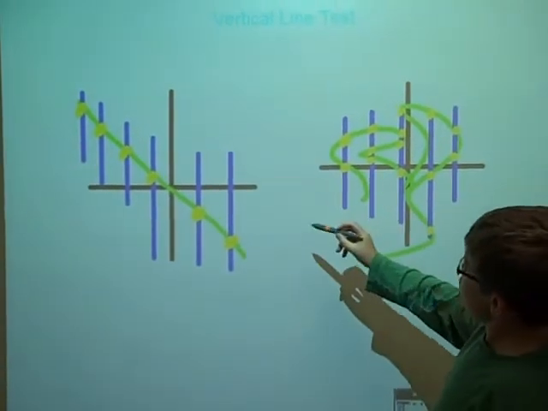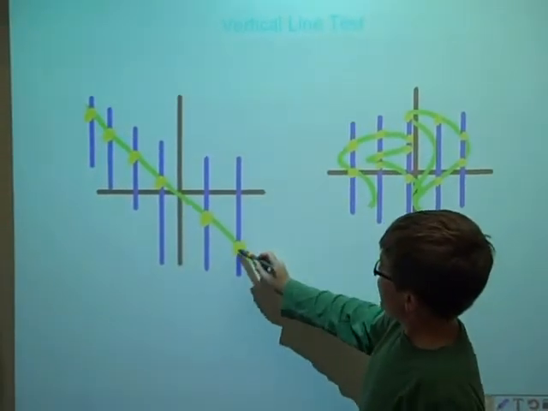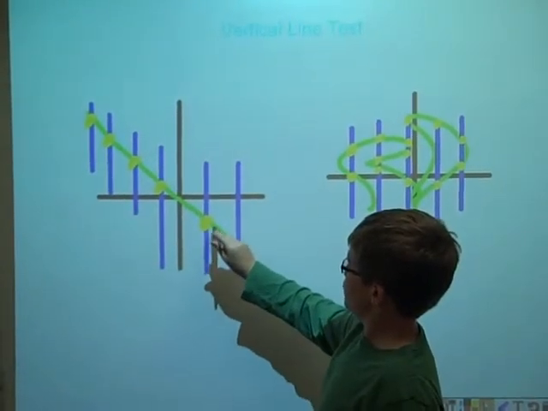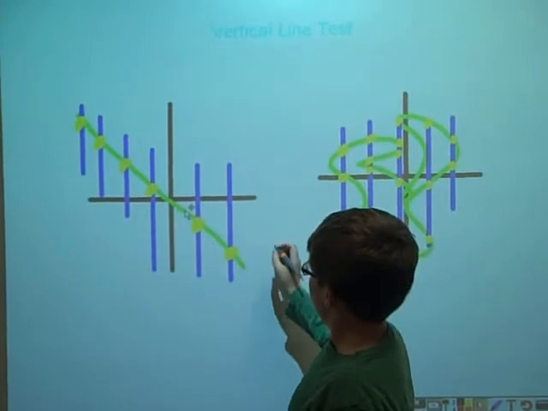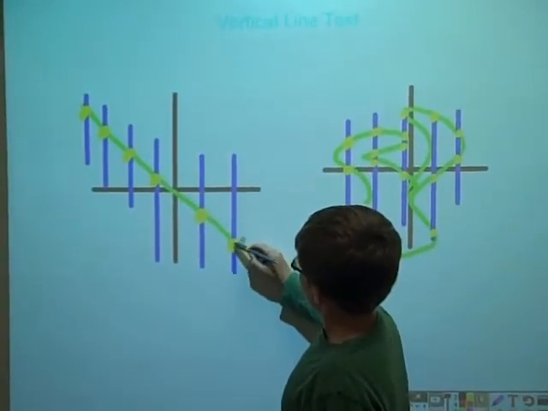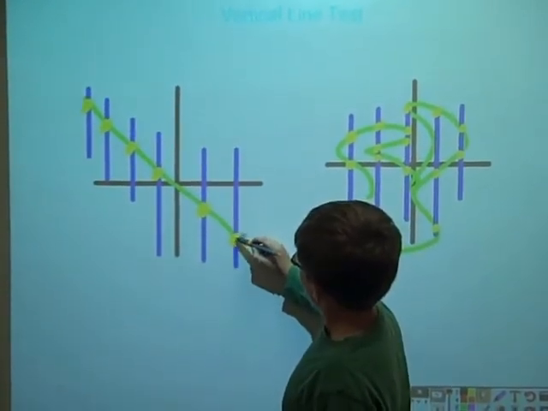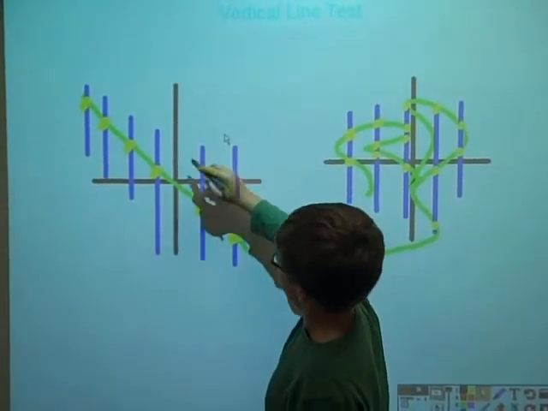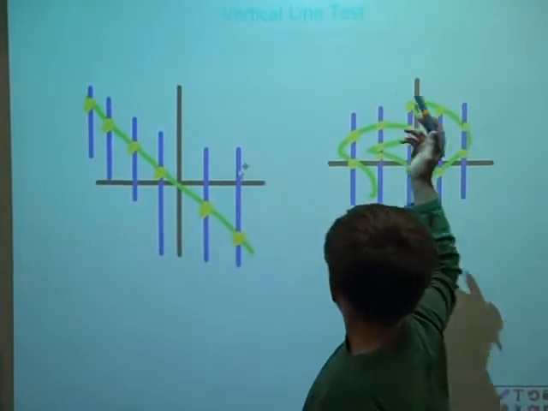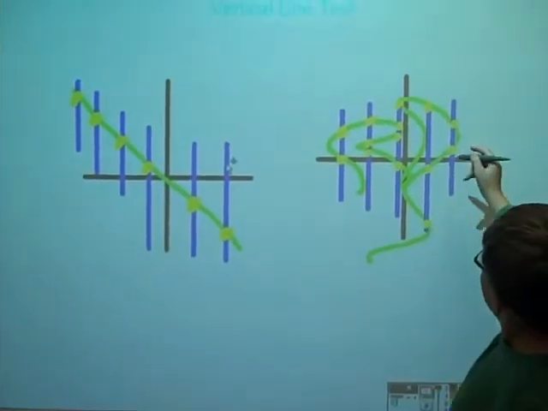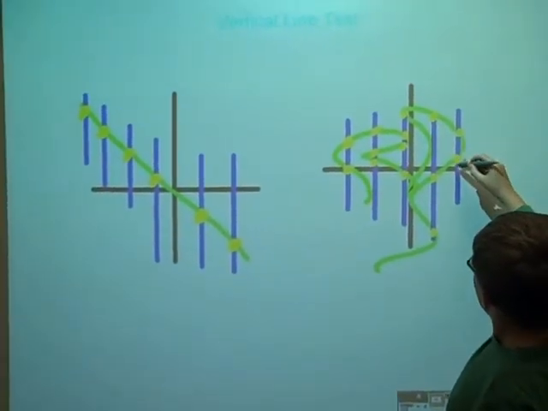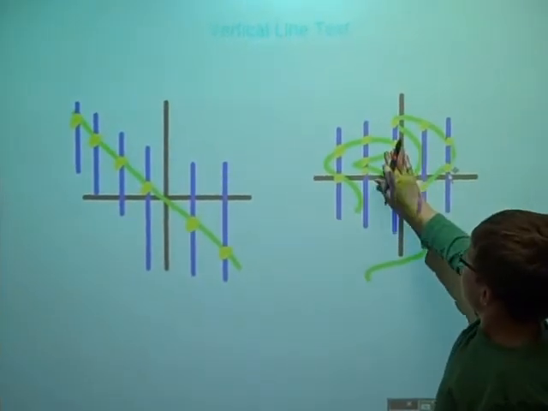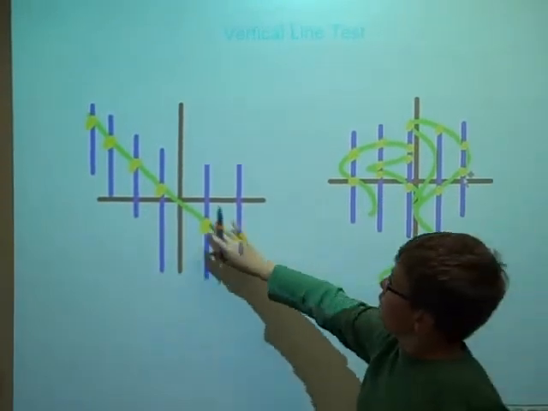Basically, a function is something where every x has exactly one y in the equation. So, for example, this x has exactly one y. There's not another point up here or down here or somewhere else. Now, on this equation, for every x, there's tons of y's all over the place. So this is not a function. This is.